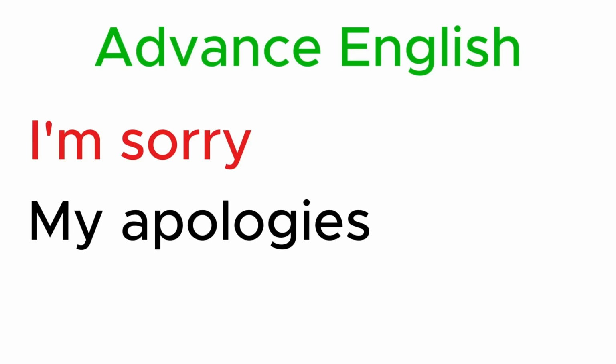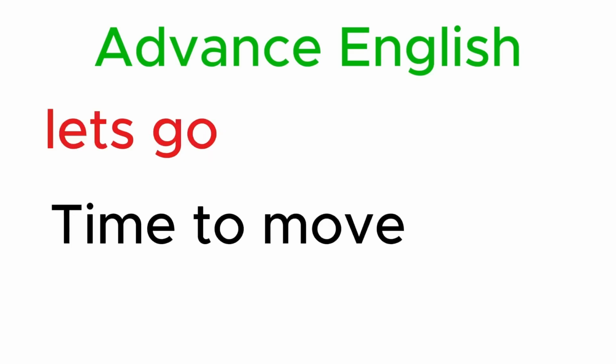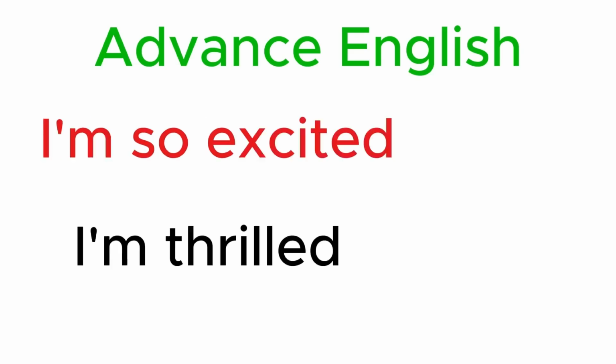Okay, next is I'm sorry. And how do you say it in advanced form? You can say my apologies. Rather than saying I'm sorry, you can say my apologies, right? Next is let's go. You can say time to move. Time to move, right? That's how you say it whenever you want to say let's go to somewhere. Time to move to that place, right?